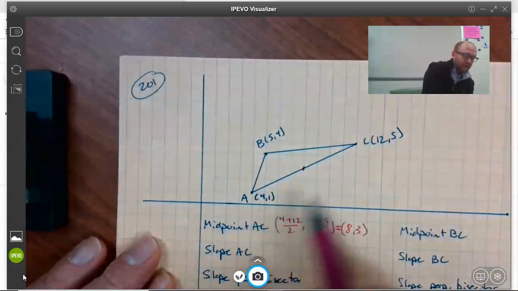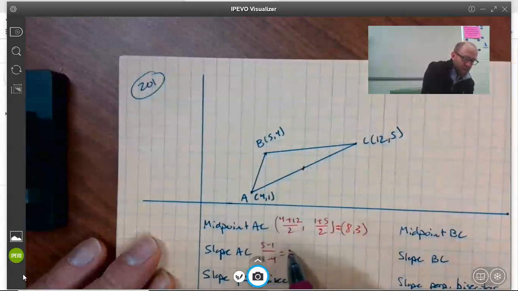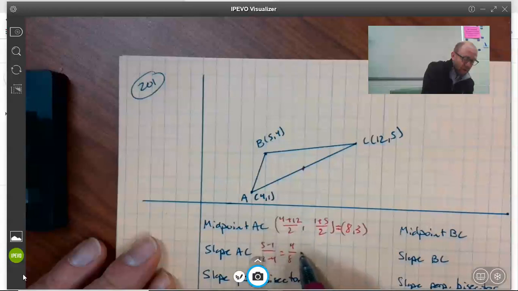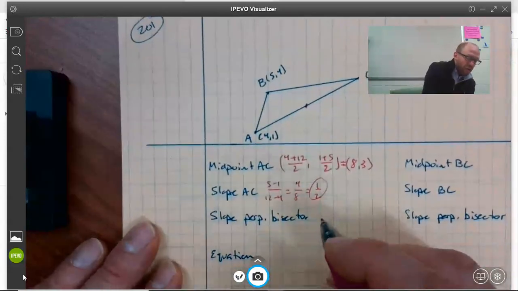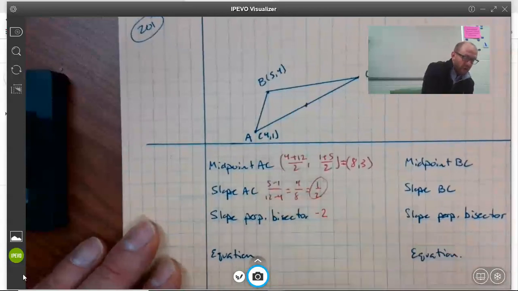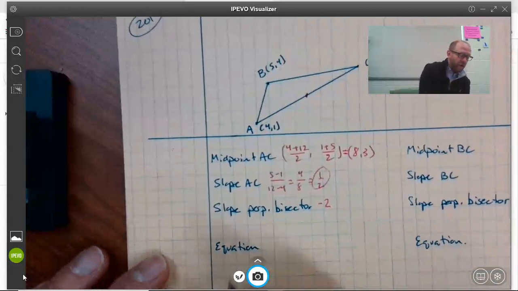Next, the slope of AC, so that's 5 minus 1 over 12 minus 4, which is, let's see, 5 minus 1 is 4 over 8, which is 1 over 2. So the slope of our perpendicular bisector will be the negative reciprocal of that, or negative 2 over 1, or negative 2. So now we're ready to write our equation.